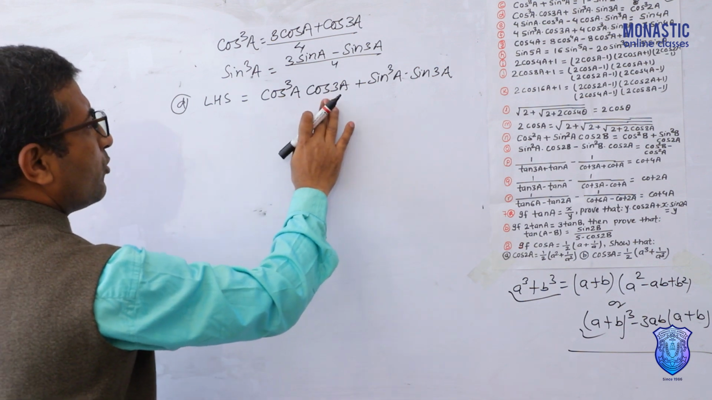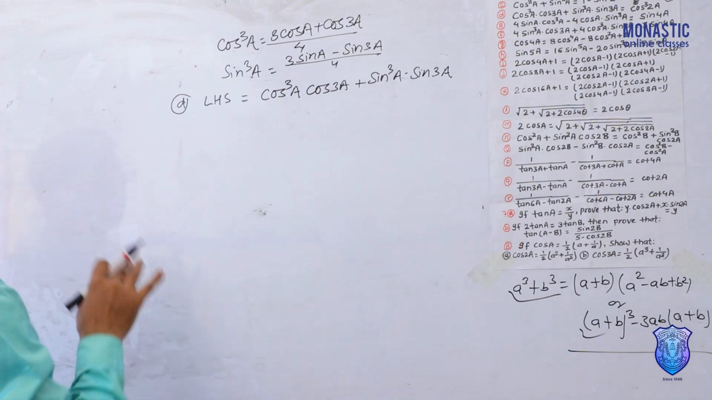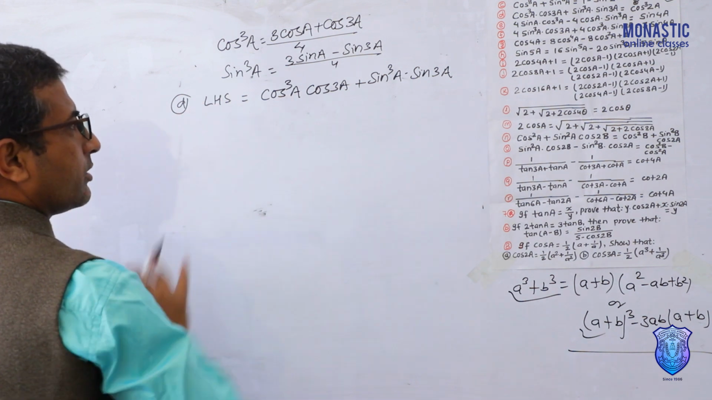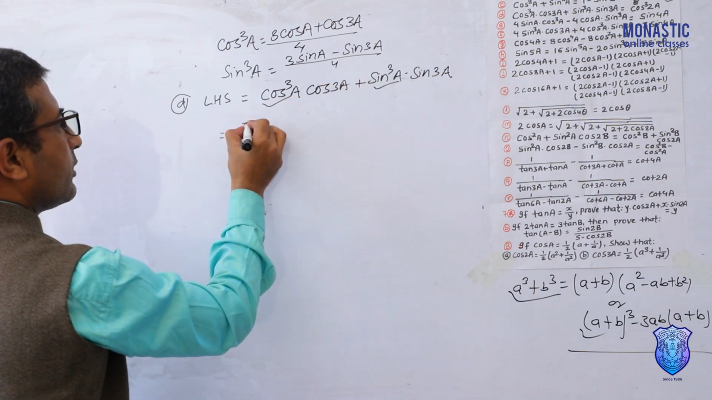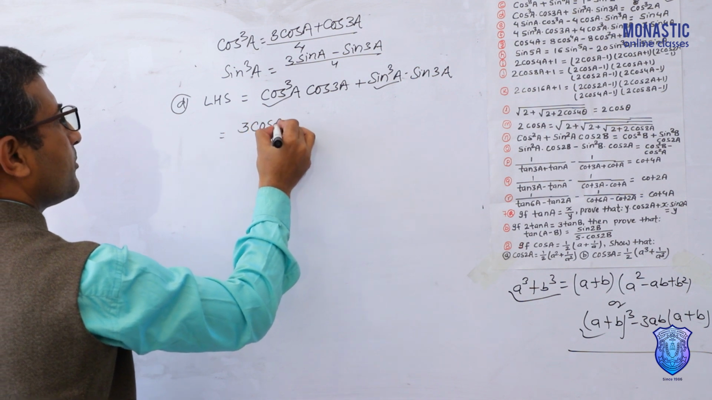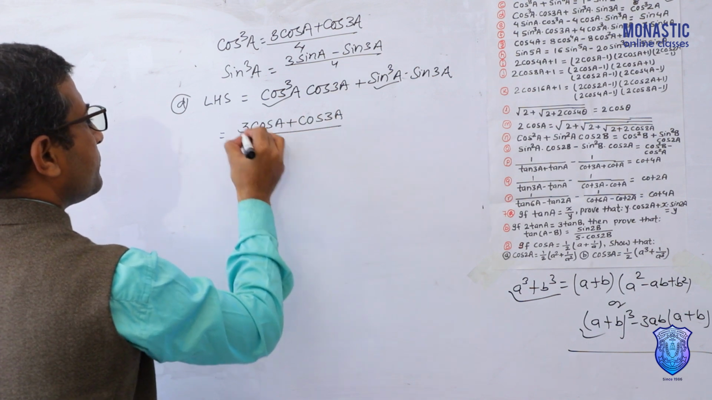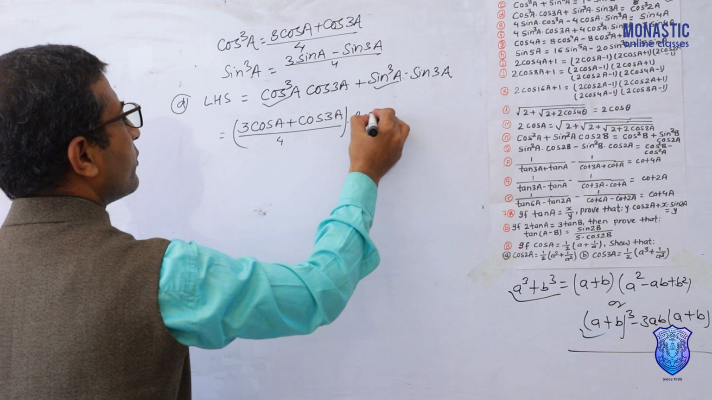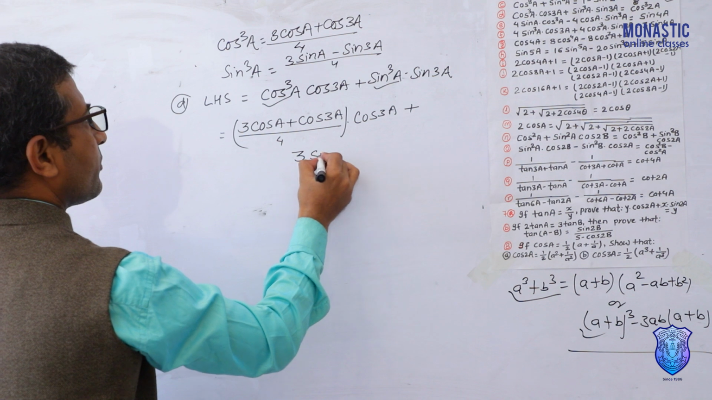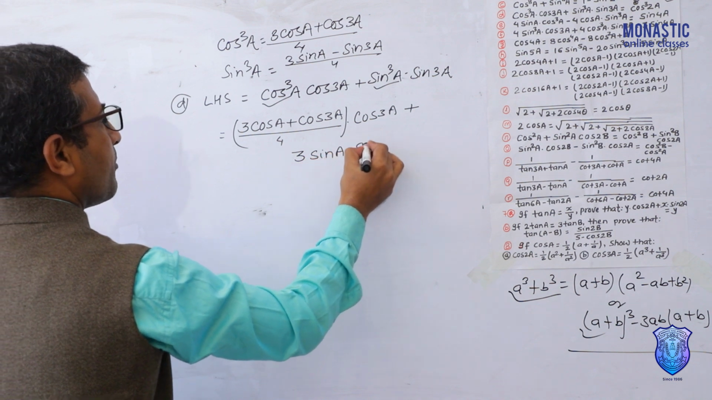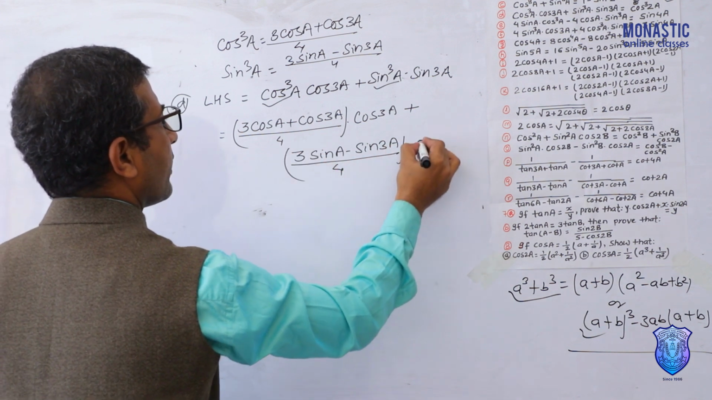We can utilize the formula of both. Which one we have to prefer? In such type of question where there is cos cube and cos 3, I will prefer the formula of these two. The cos cube A formula is 3 cos A plus cos 3A by 4 into cos 3A plus sine cube A formula is 3 sine A minus sine 3A by 4 into sine 3A.